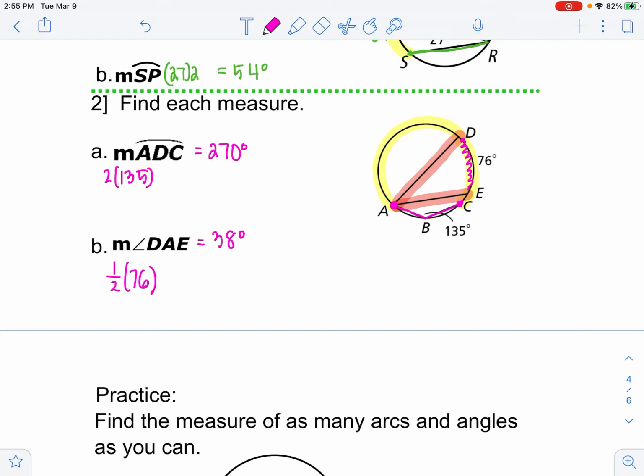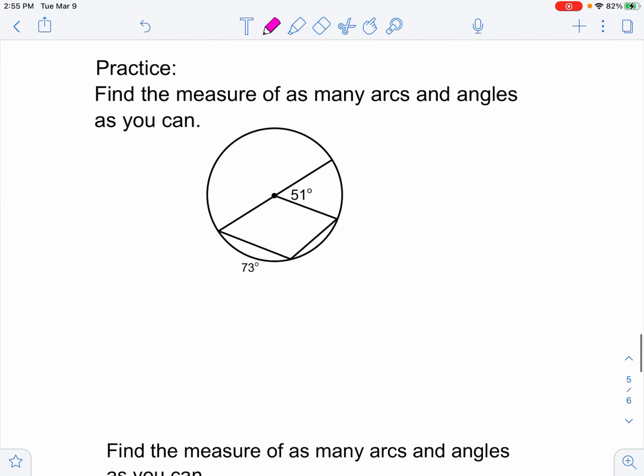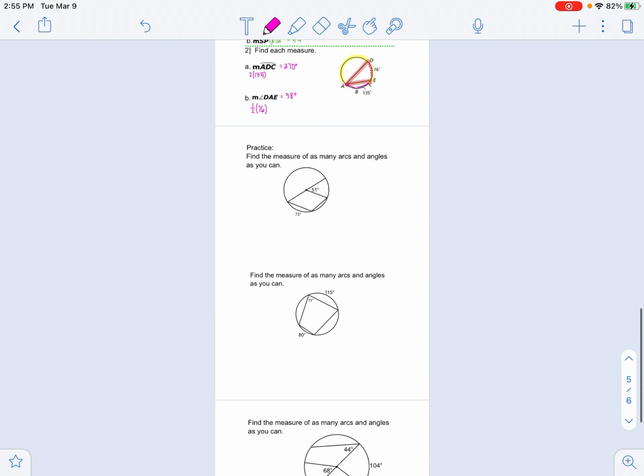So notice sometimes I take half, sometimes I double, and it's not just like, oh, when do you do it? When do you take half? When do you double? Depends on what you're given. The angle is half the arc. So if you're given the arc and you need the angle, take half. If you're given the angle and you need the arc, you double it.